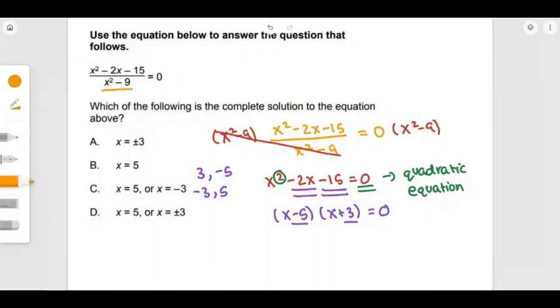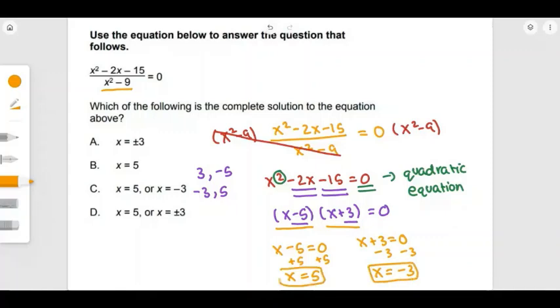Now we need to solve for x. To solve for x, we're just going to set each bracket equal to 0. So x minus 5 equals 0. We're going to add 5 to both sides. So it's going to be x equals 5. And the other one, the same thing. We're going to move the 3 to the other side. It's going to give us x equals negative 3. Now we have two values of x. Now we need to check our answers by substituting x into the equation above.